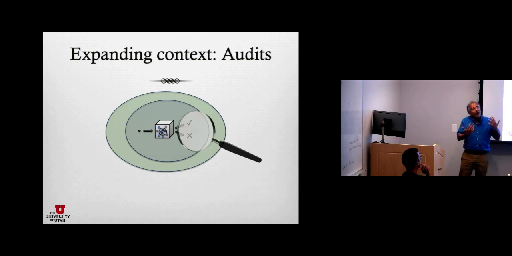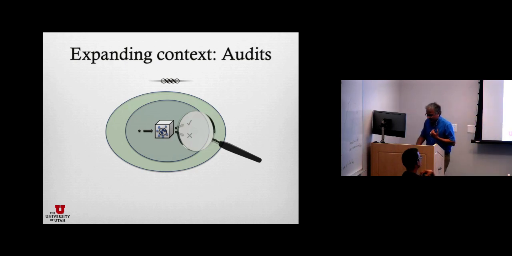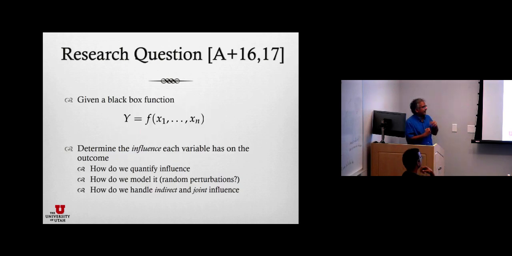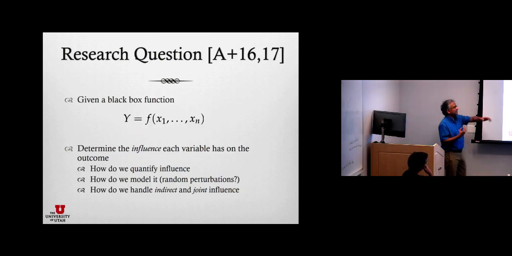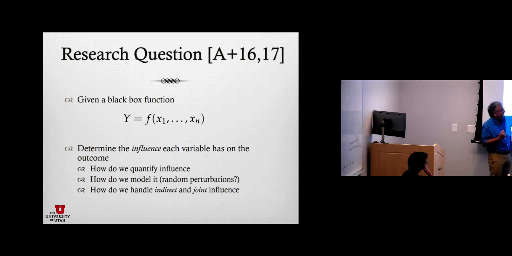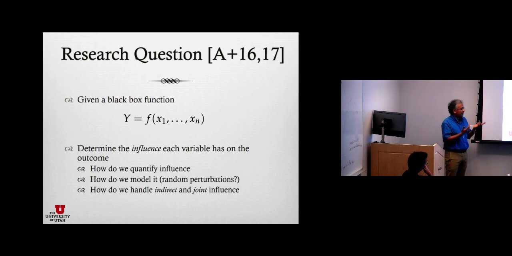So this idea of audits really is about the following question. You're given some black box function, think of this as a result of the learning process. Can you determine the influence different variables have on the outcome? So how do you quantify it, how do you model it, and how do you handle different kinds of influence?